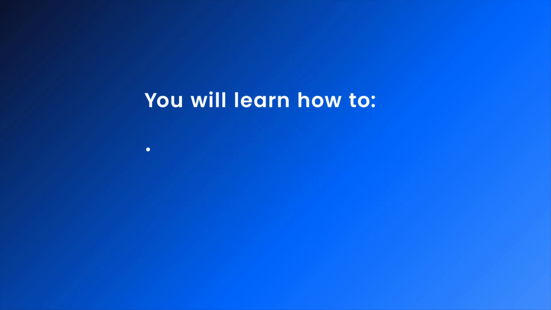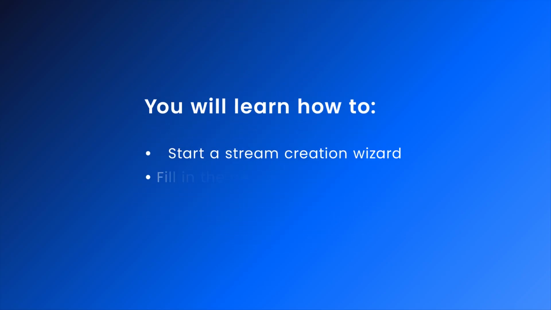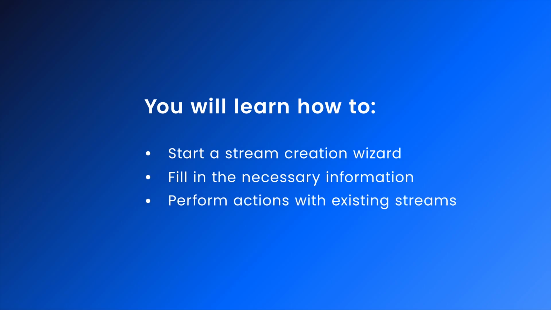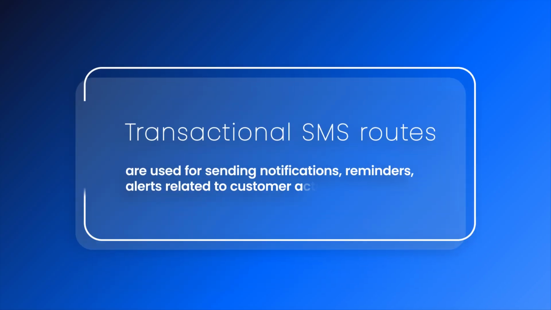This video demonstrates how to create transactional streams in TextPeak. You will learn how to start a stream creation wizard, fill in the necessary information, and perform various actions with existing streams. Streams API in TextPeak provides several SMS route types. Use transactional routes for sending notifications, reminders, alerts, or other messages related to customer actions. You can refer to a guide about route types before starting with the Streams API.